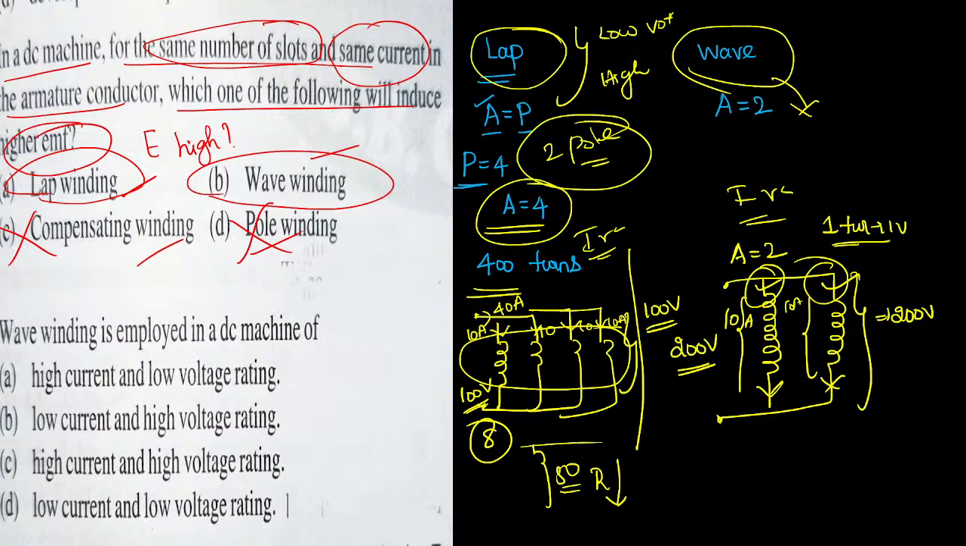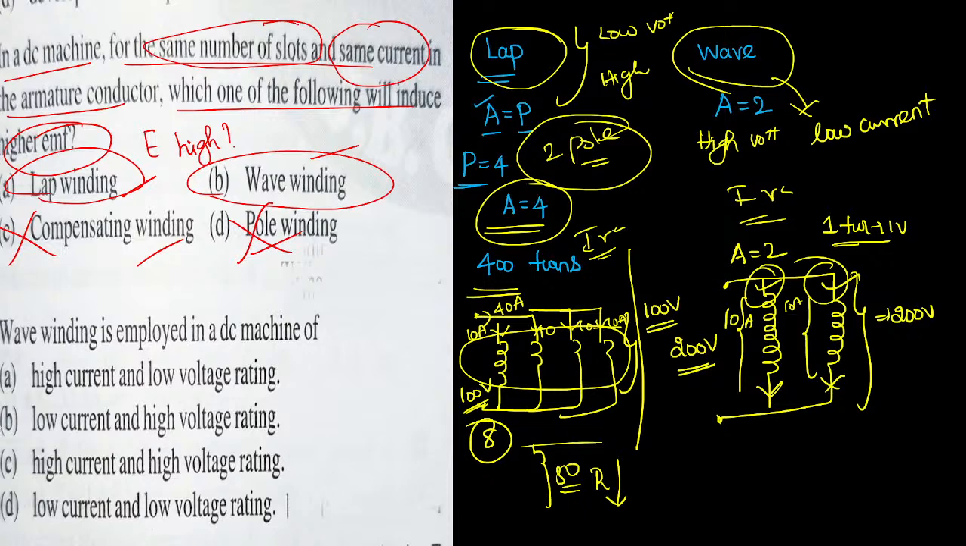If you go with the wave winding, what will happen? Now you can choose. In wave winding, just now we saw it is subjected to high voltage, low current. So that is the beauty of these two.